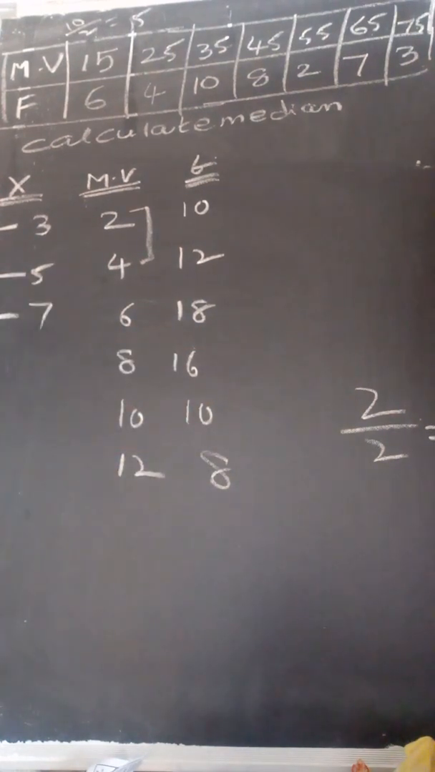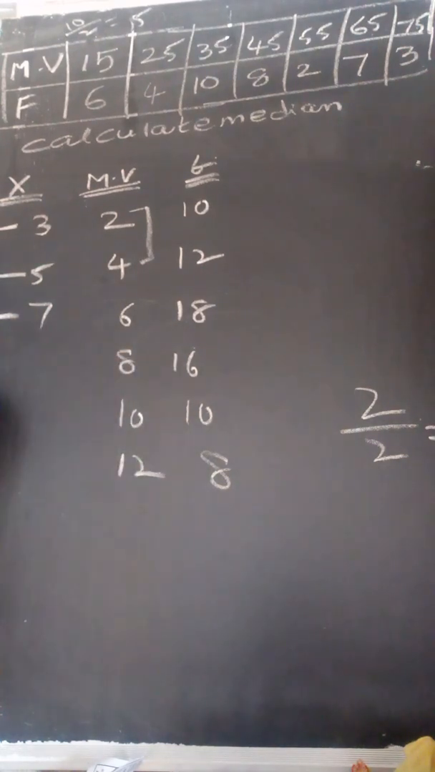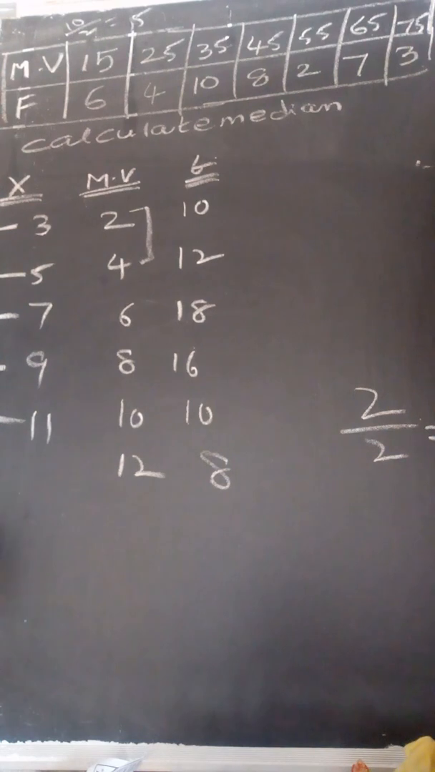Like this you have to do, my dear students. Mid value 8: 8 minus 1 means 7, 8 plus 1, 9. 10 minus 1 means 9, 10 plus 1, 11. 12 minus 1 means 11, 12 plus 1, 13. Like this you can test. No problem. 11 plus 13, 24. 24 by 2, 12.